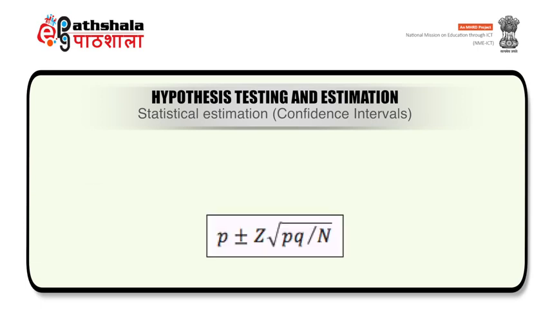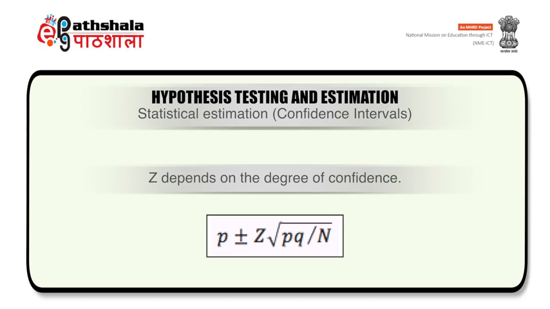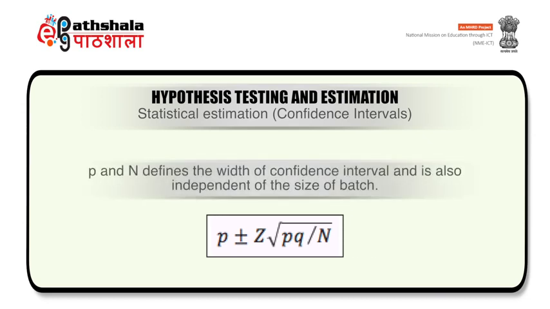In the equation, Z depends on the degree of confidence, P and N define the width of the confidence interval, and it is also independent of the size of the batch.